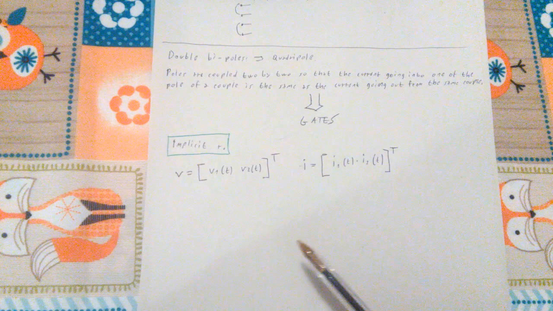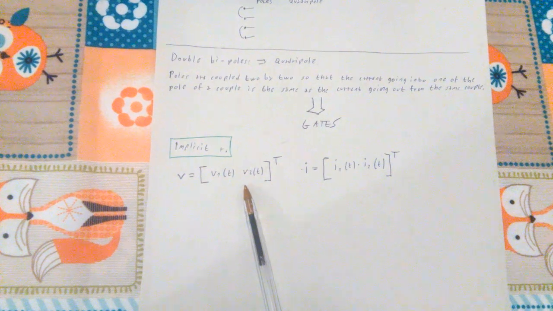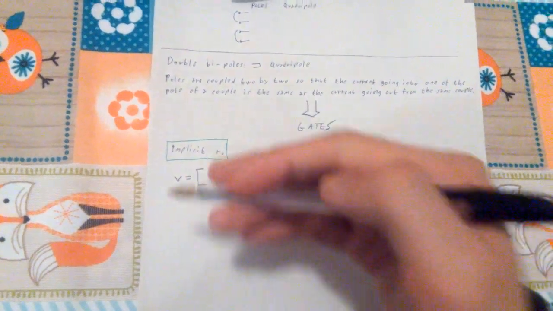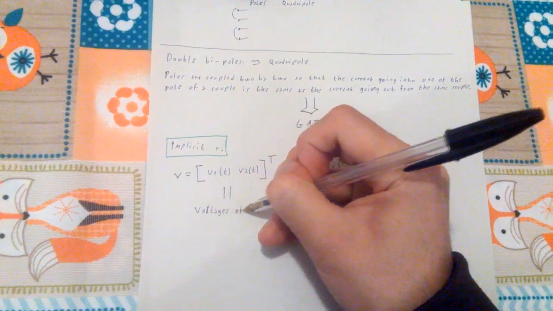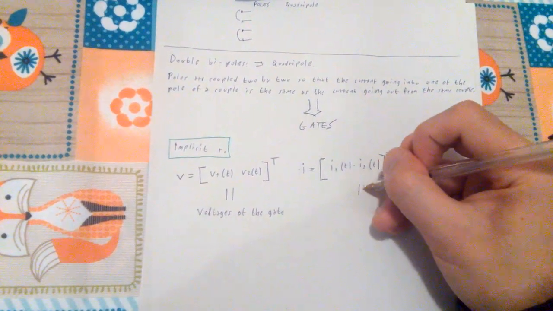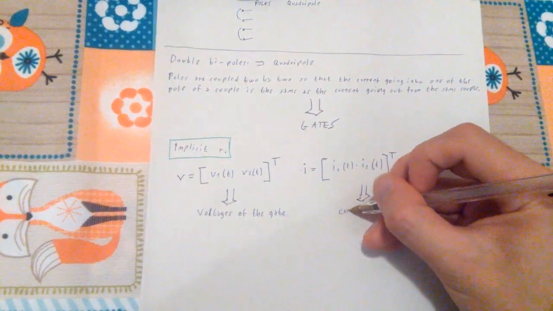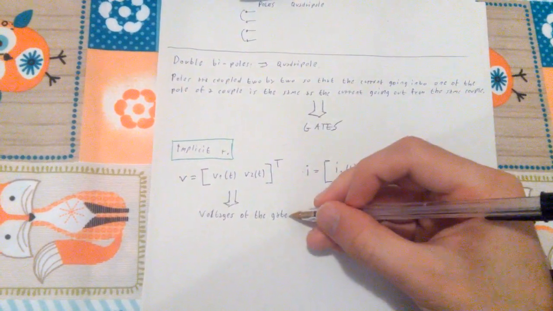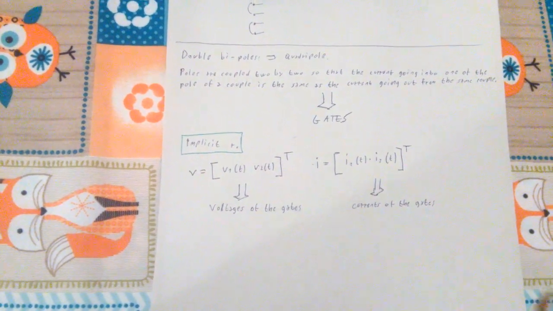Now, the first represents the voltages of the gates, and the second represents the currents of the gates. So the first one represents the voltages of the gates and the second represents the currents of the gates.